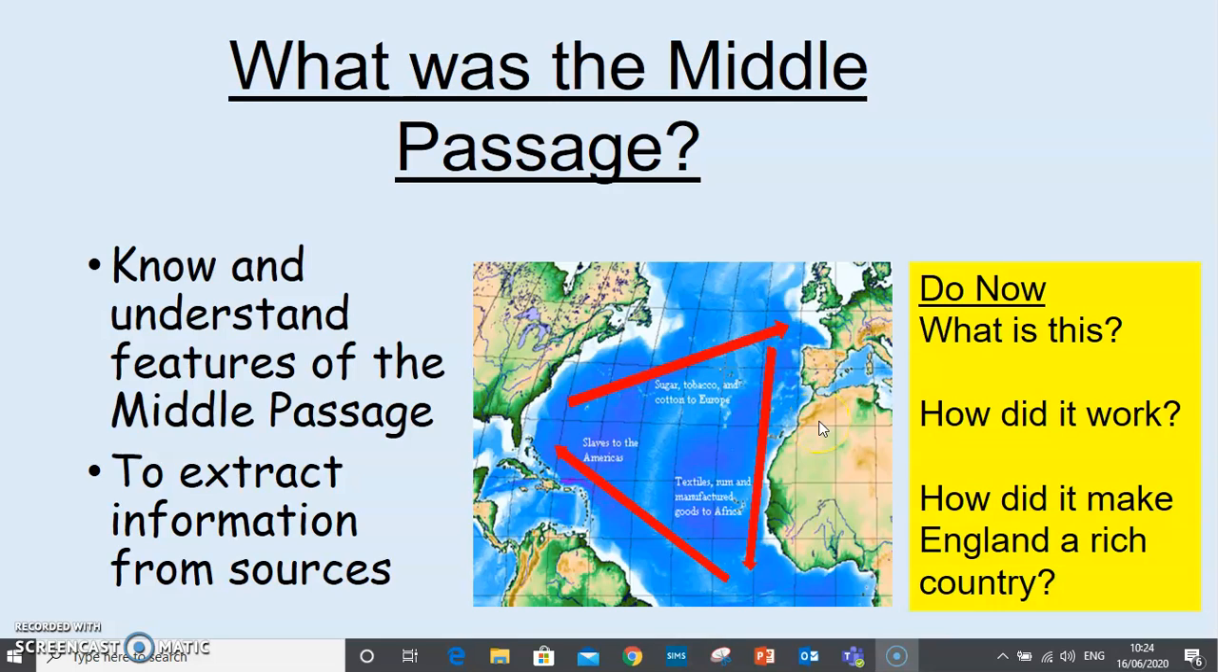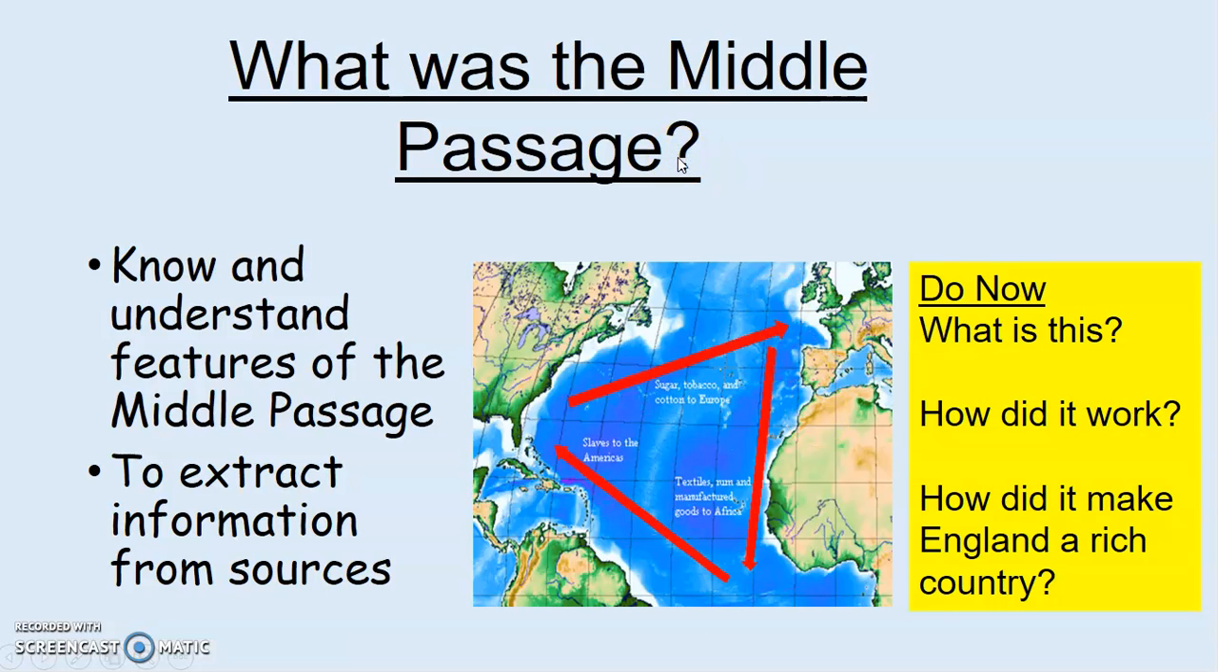Hello Year 8. Today we're going to continue our look at the history of the slave trade and the British Empire, and we're asking the question, what was the Middle Passage?